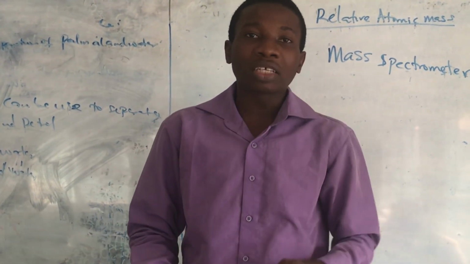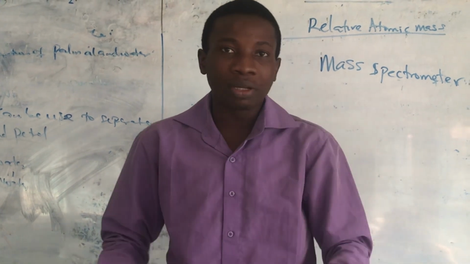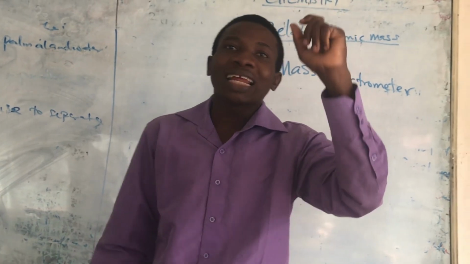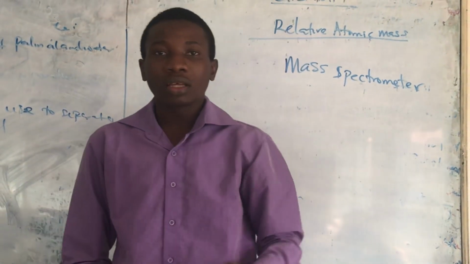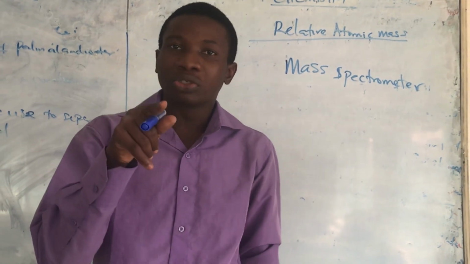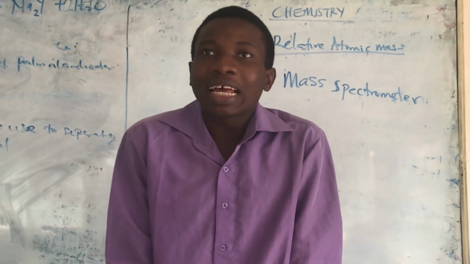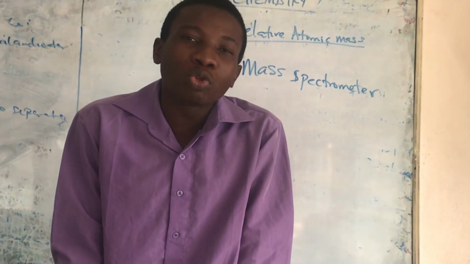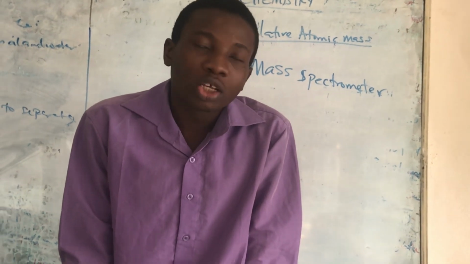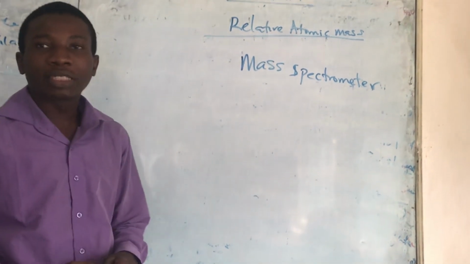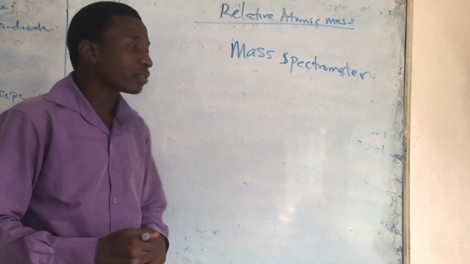But let us know the relative atomic mass of at least the first 20 elements. I train my students to know the relative atomic mass of the first 20 elements offhand, because that is one of the things that you have to do in chemistry. Don't say that when you do the exam, they will give you the value. There are times that you might not be given and you will need it. So we have to know the relative atomic mass offhand. So let's look at the first 20 elements and their relative atomic mass.